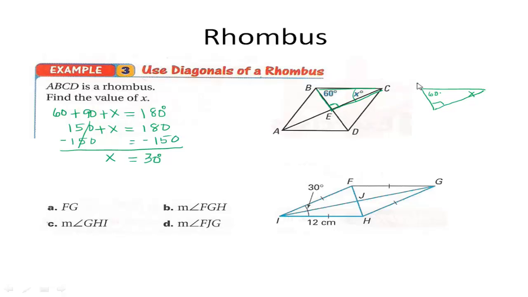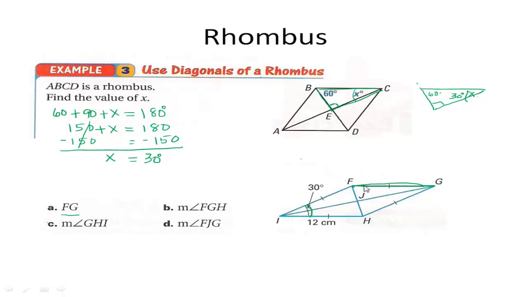So this is 30 degrees here. And it makes sense. If I add all three angles, 60 plus 30 is 90, and 90 plus 90 is 180. And there's your answer for x. In example 2, they give you the information of this rhombus. It says that this angle, the whole thing, is 30, and that segment IH is 12. They're asking you to find segment FG.